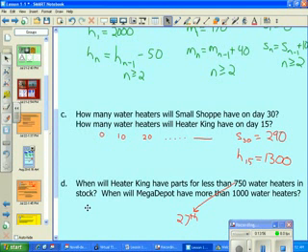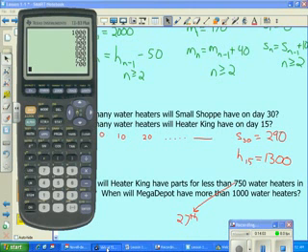Now I can do the exact same thing for the Mega Depot. When will it have more than 1,000? So again, Mega Depot started off with 470, added 40 every time. That 470 was day 1, 2, 3. On day 15.